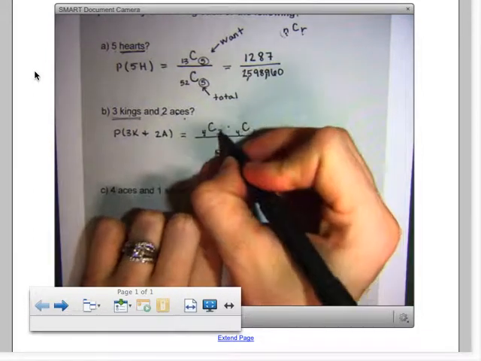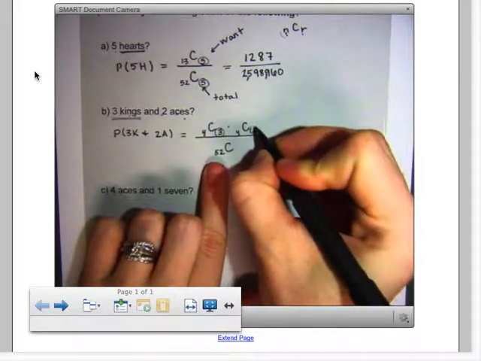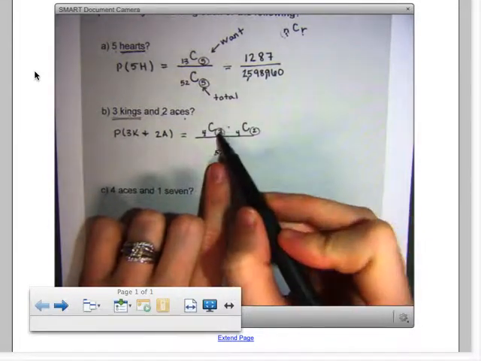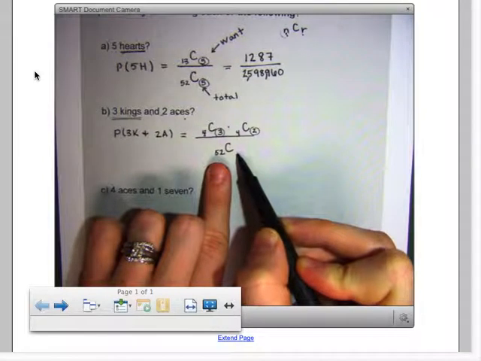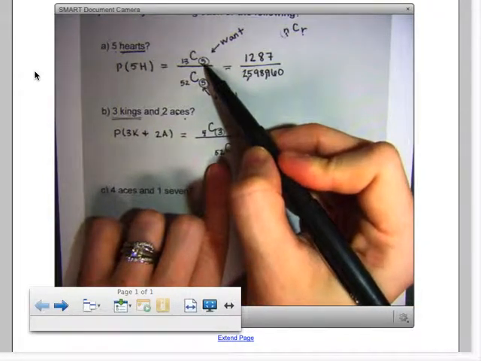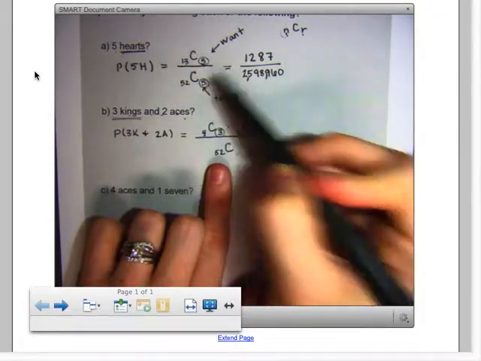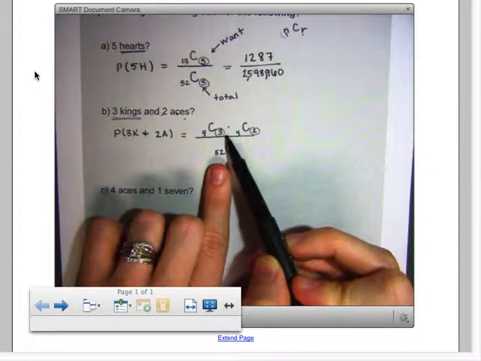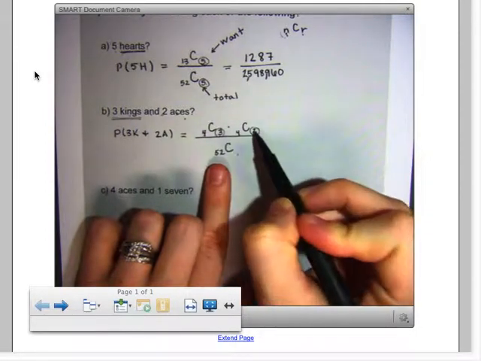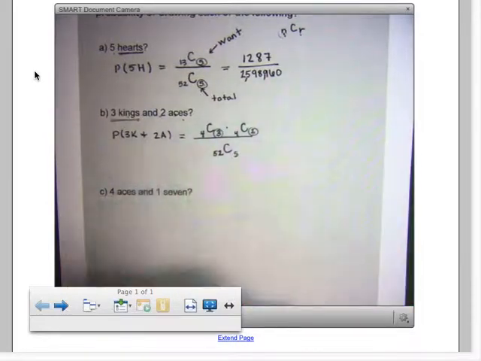Okay, so here I have 3 and 2. Remember, these numbers added together should be the same as this number. Since there was nothing to add this to, they should just match up. But these, since they're both in the numerator, we need to add them. So 3 plus 2, so I'm looking for 5 cards total.